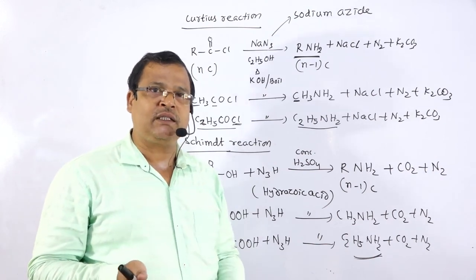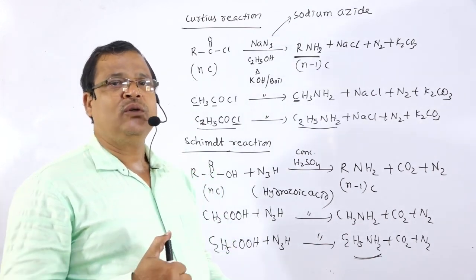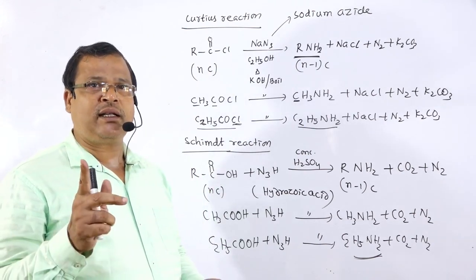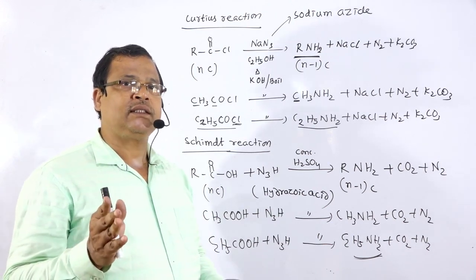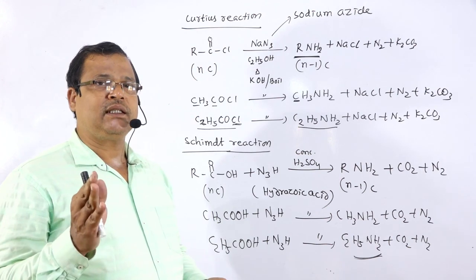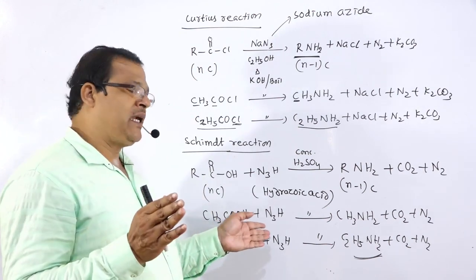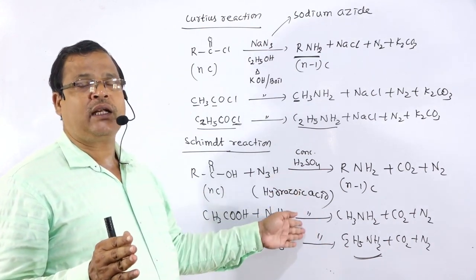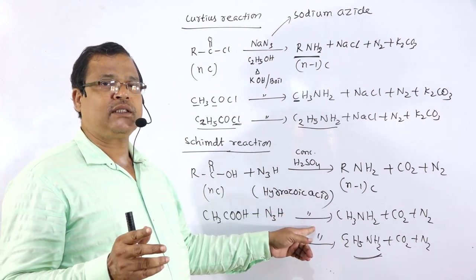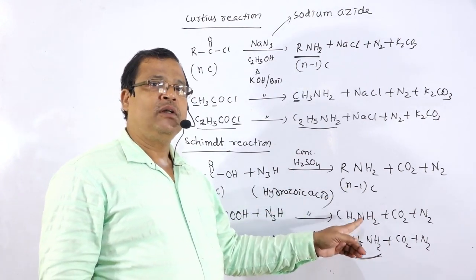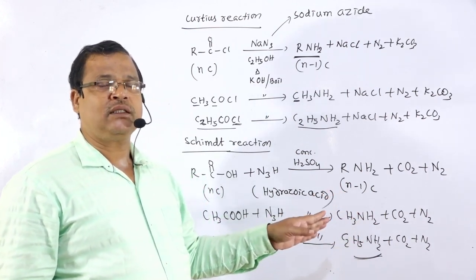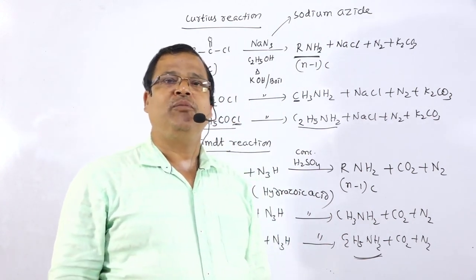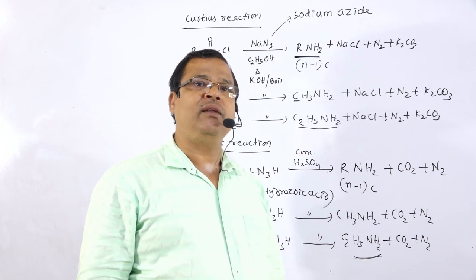If we use the Curtius reaction, we start from the acid chloride with sodium azide. If we use the Schmidt reaction, the starting material is a carboxylic acid. Carboxylic acids treated with hydrazoic acid give an amine, but the reaction should be carried out in the presence of sulfuric acid. There is the formation of an amine with one carbon atom less. So overall, we have discussed the different methods for the preparation of aliphatic amines.